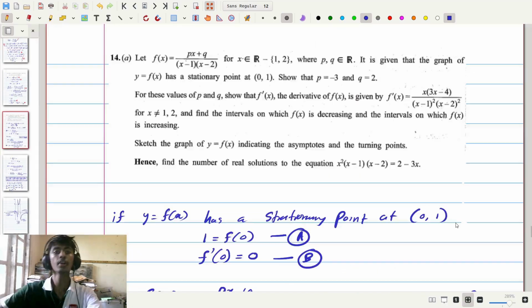Now the final part of the question says, hence find the number of real solutions to the equation x squared times x minus 1 times x minus 2 equals 2 minus 3x. Now this might look a little bit familiar to you, since if you consider this equation, we can see minus 3x plus 2 divided by x minus 1 times x minus 2 is in fact exactly what f of x is. And you'll be right with that, because this is what we need to use in order to find the number of real solutions for this equation right here.